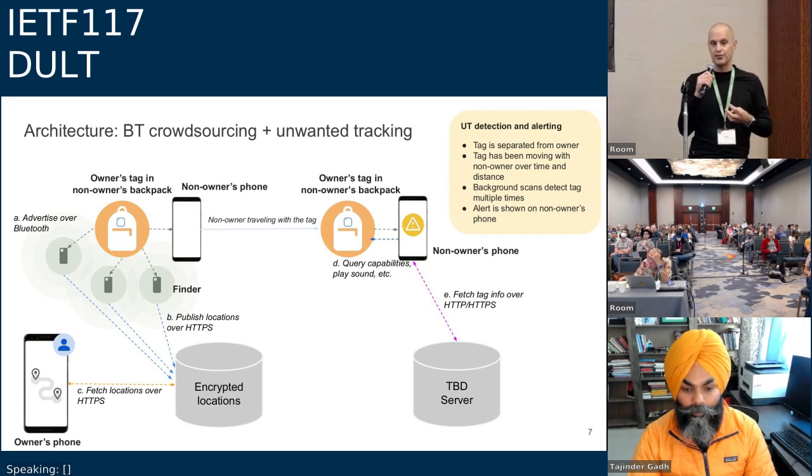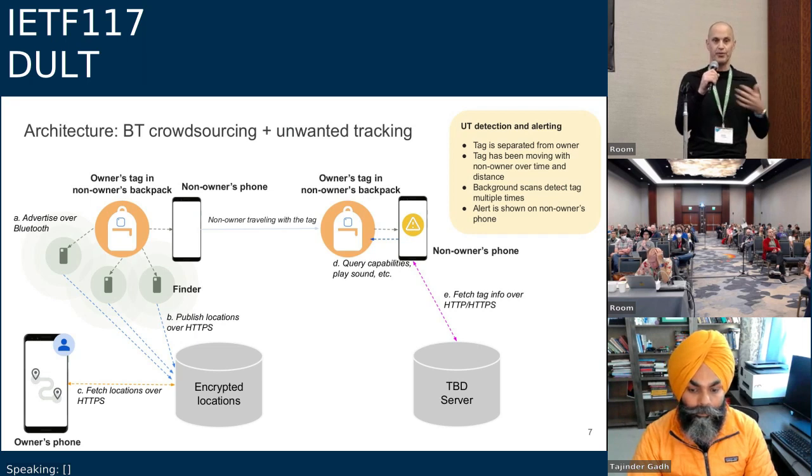And finally, interface or protocol E is querying a server for ancillary information, things like the image for the accessory, a text description on how to disable it, maybe a video on how to disable it. These are things that are too big to nominally store on the accessory itself and impractical to build into all the operating systems or apps. Furthermore, there's potentially a separate protocol for serial number lookup that happens over the internet too.